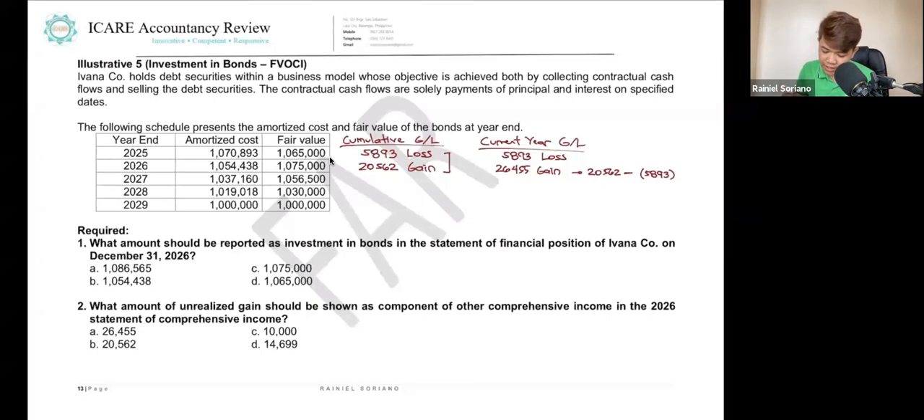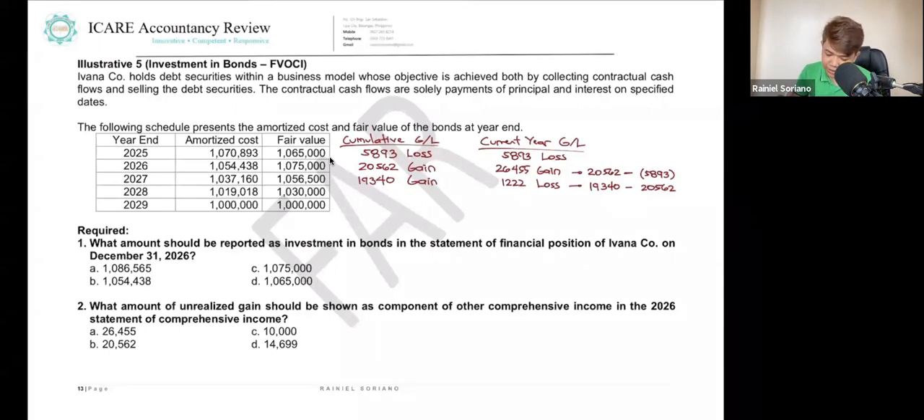2027. 1,056,500 minus 1,037,160. This is equal to 19,340 gain. See to it here na 19,340 gain minus yung last year, which is equal to 20,562. Negative ang lalabas dyan. That's why for the current year, kahit na yung cumulative is gain, we will recognize loss na 1,222. Why? Kasi excessive yung ni-recognize natin the prior year.